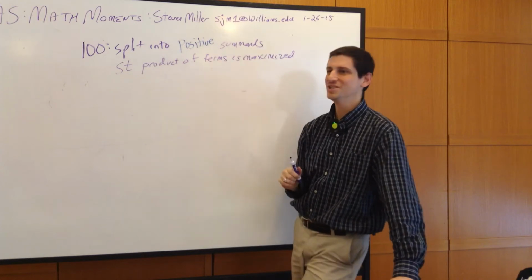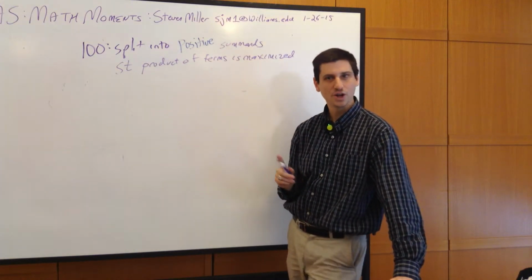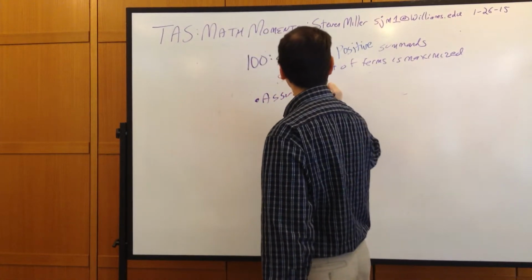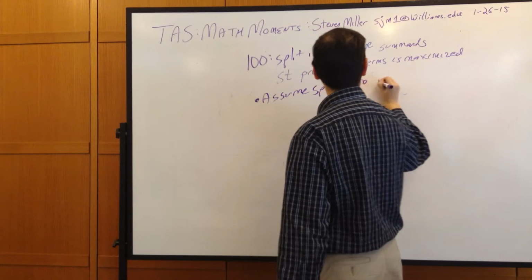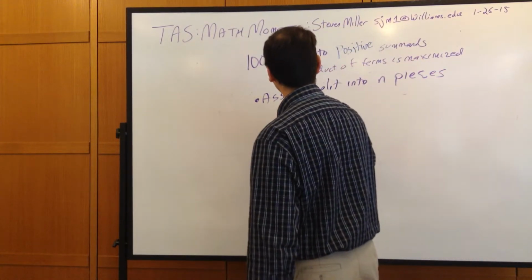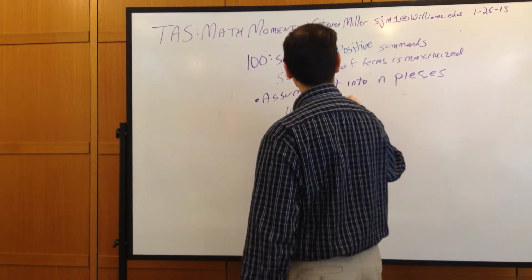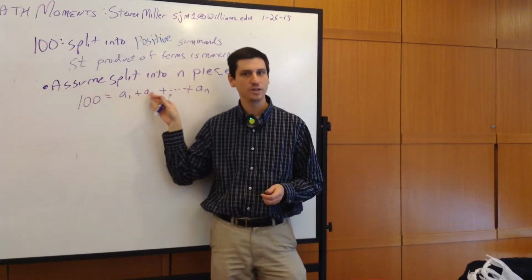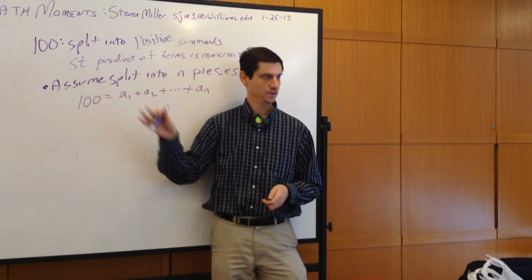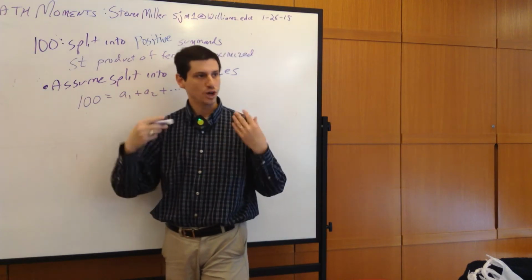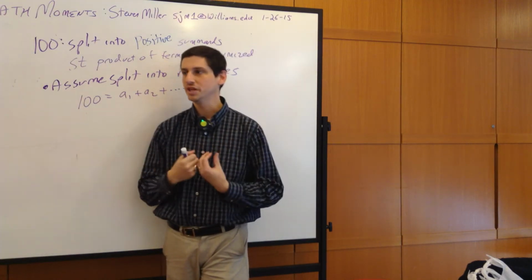So let's get back to splitting into positive integers. Let's assume we split into n pieces. So we have 100 equals a1 plus a2 plus ... plus an. What I'll do is find the best I can do for a value of n, and then I'm going to vary n. So it's going to be a two-stage process. And again, students often have a lot of trouble when you have multiple things going on.